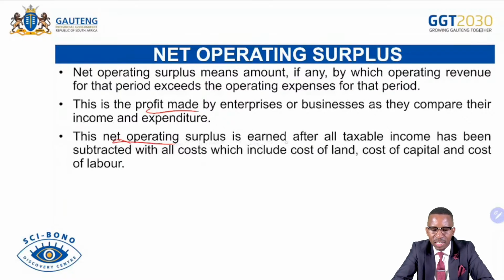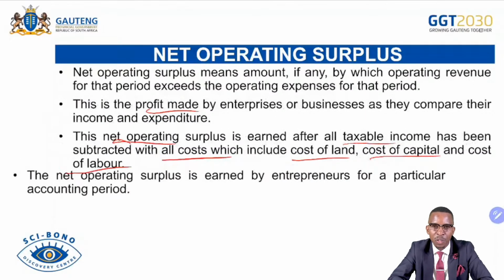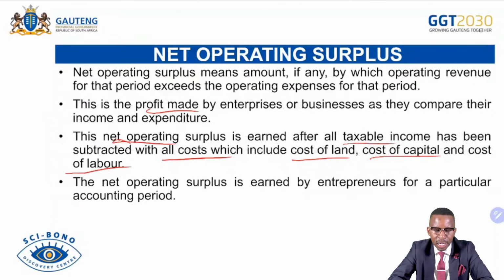This net operating surplus is earned after all taxable income has been subtracted along with all costs, which include the cost of land, the cost of capital, as well as the cost of labor. Then the business can compile their books to say they've earned the profit, or net operating surplus. The net operating surplus is earned by entrepreneurs for a particular accounting period.